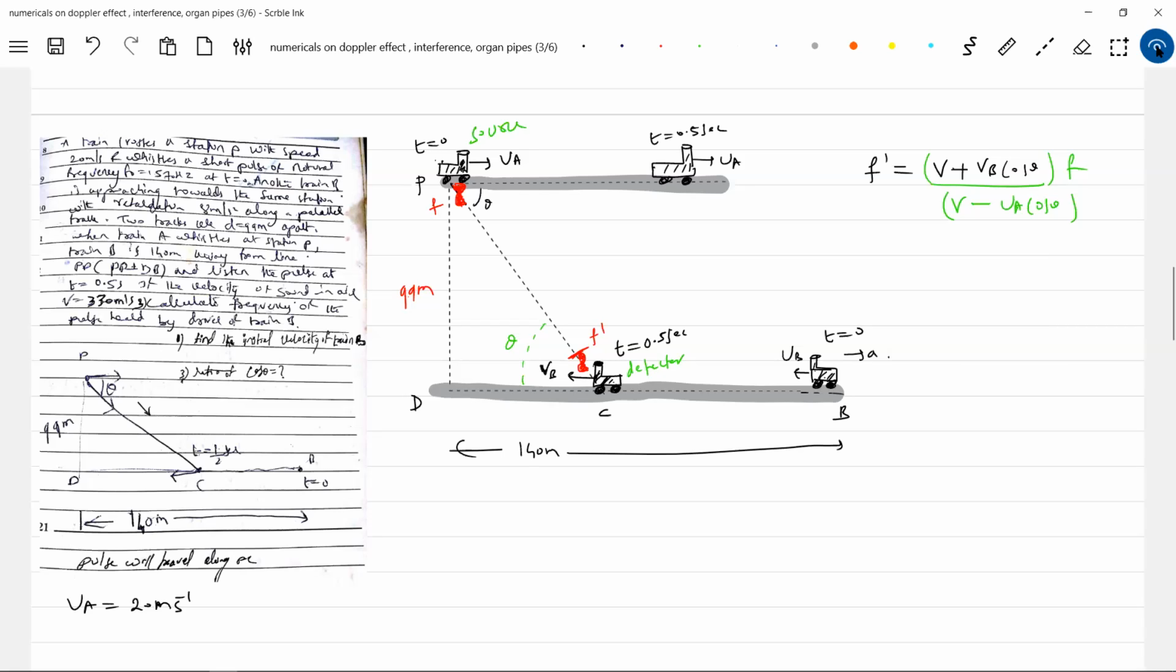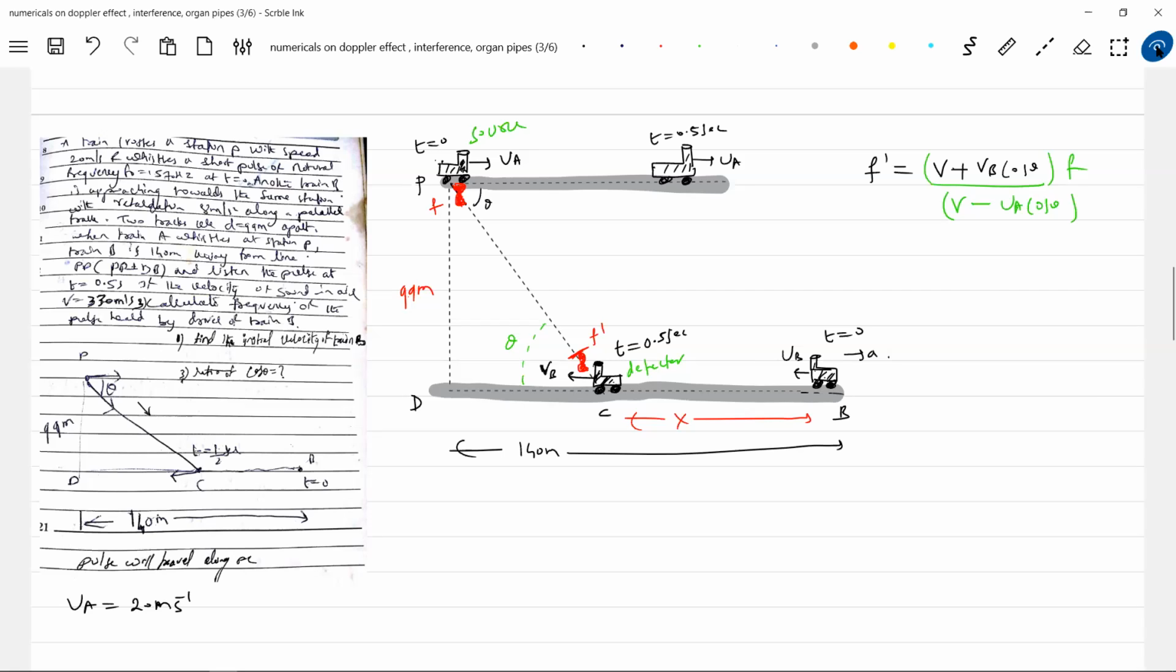We know retardation. So what is this? Let's get into the discussion. So this distance, how much will it be? Say some x. What is x equal to? See, by the time train B moves from B to C, what will happen to the pulse? The pulse will move from P to C. Are you able to understand?